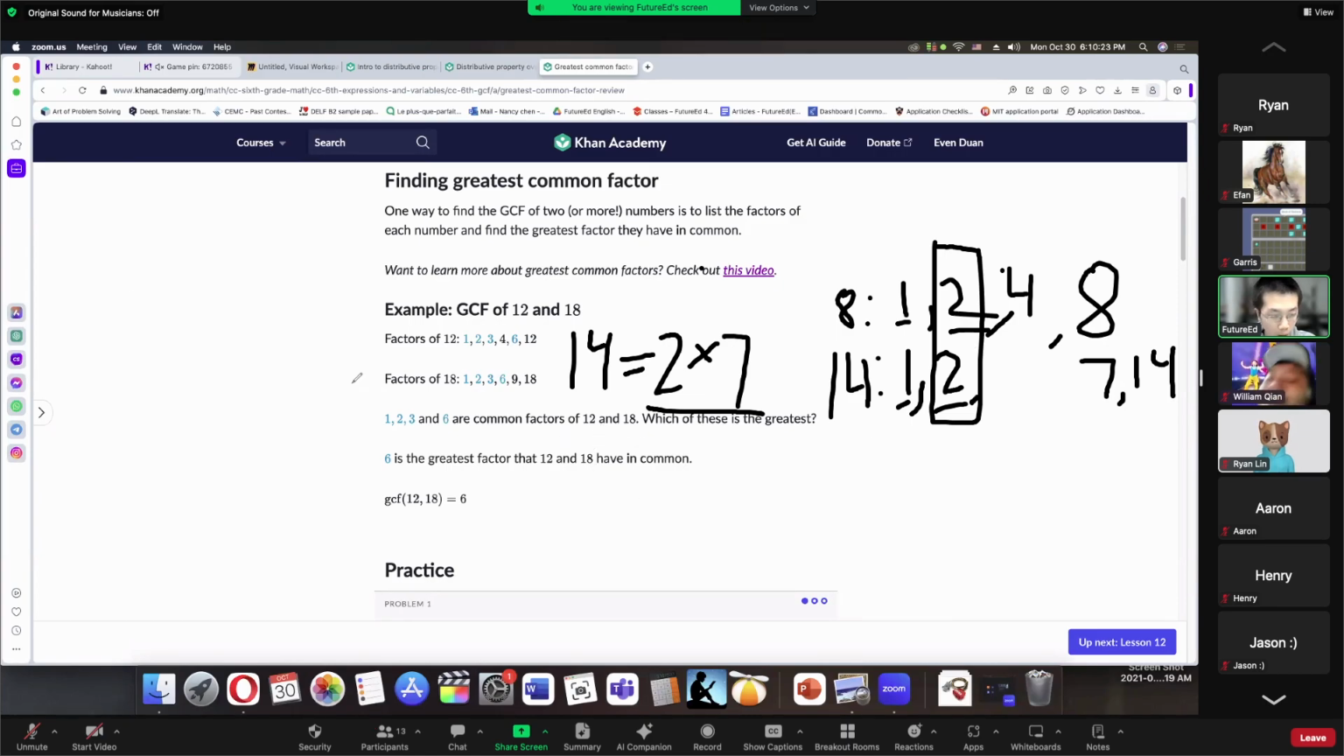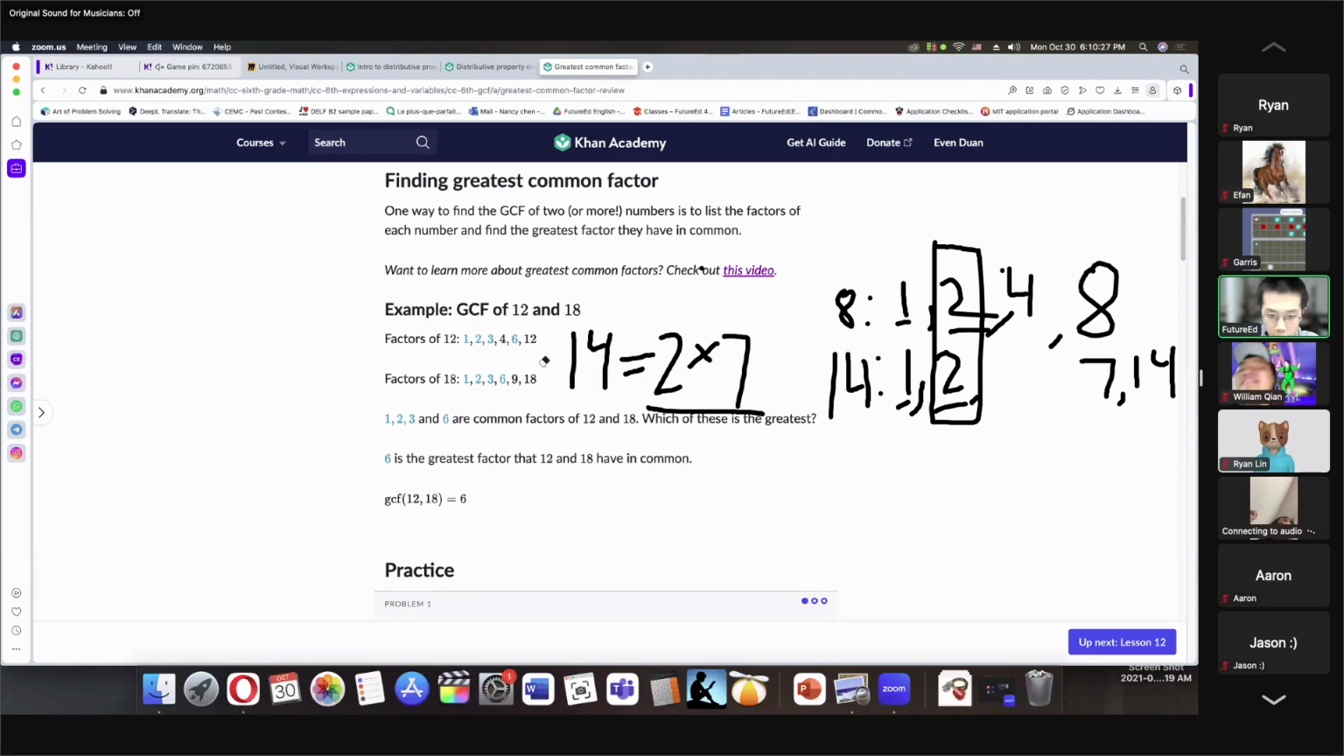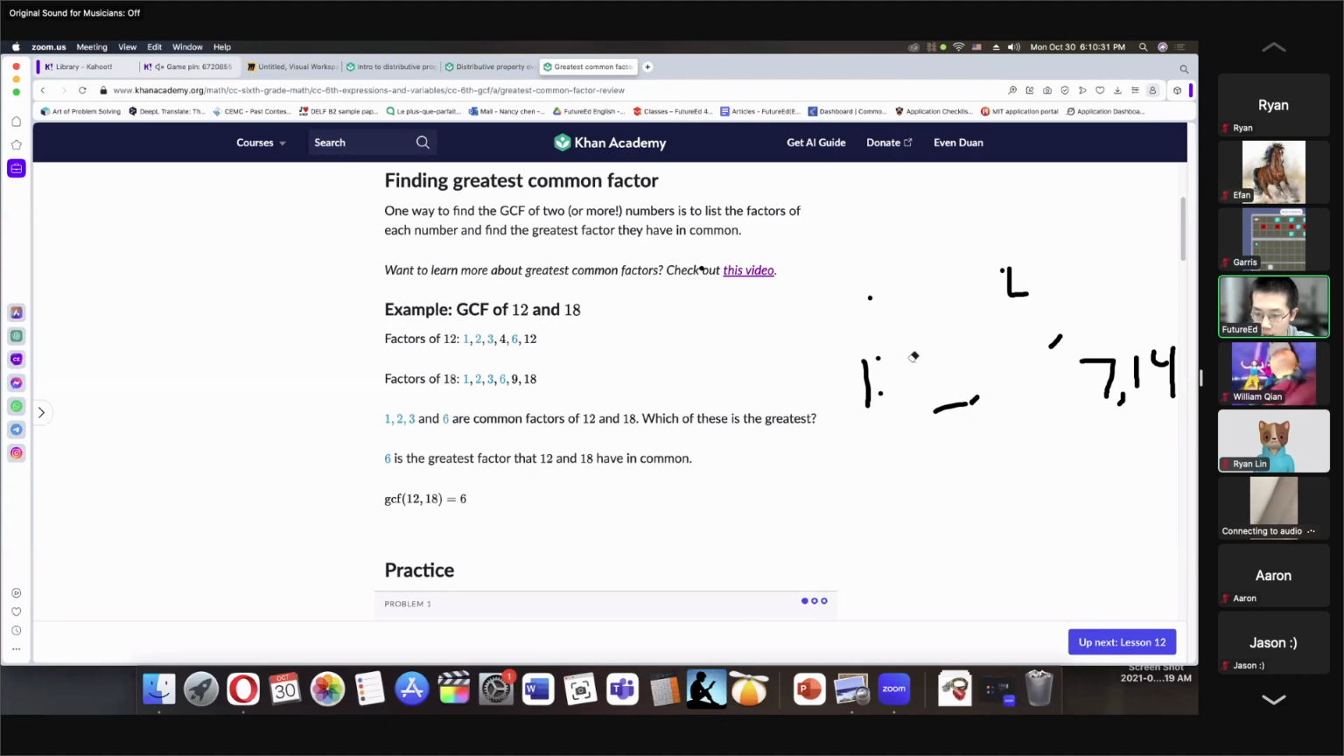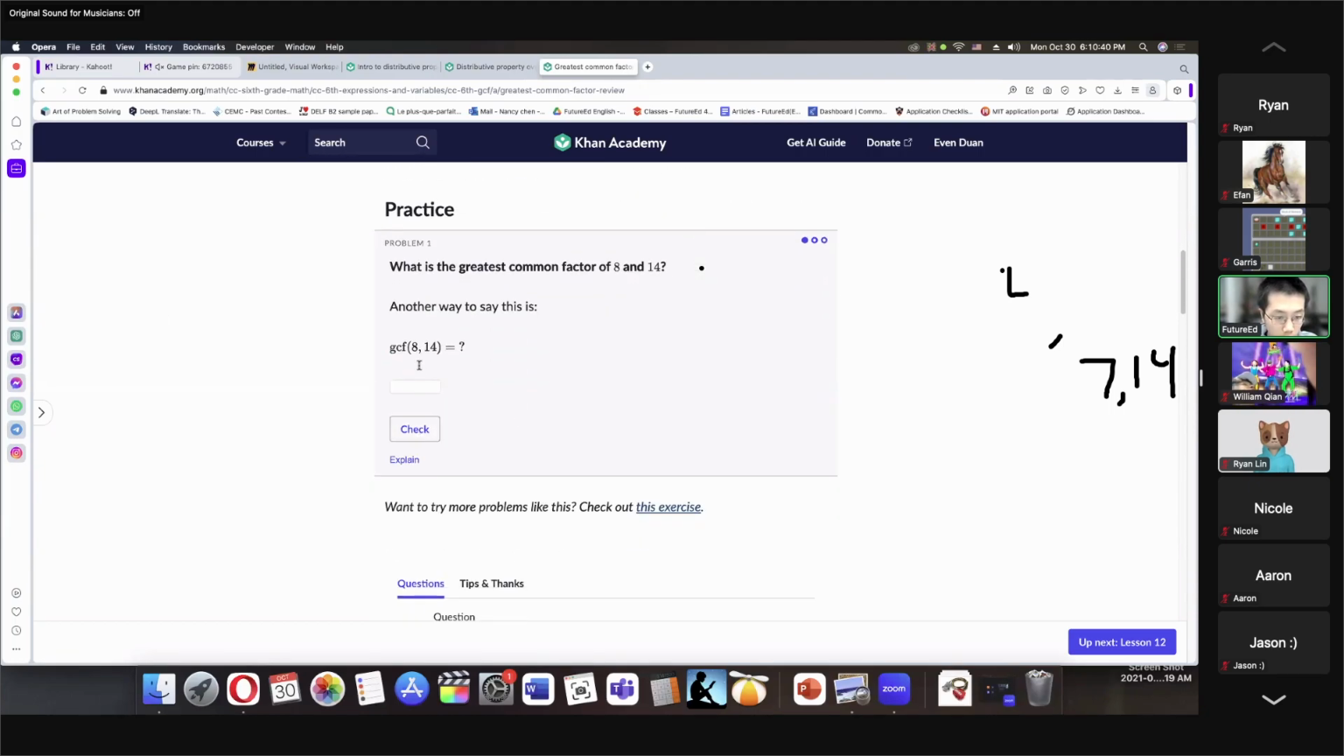So if we go back to our example here, let me just erase everything on the screen. We know that the greatest common factor is a 2. Let's try that. So here, let's try a 2. We check. Ding. We got the answer correct.